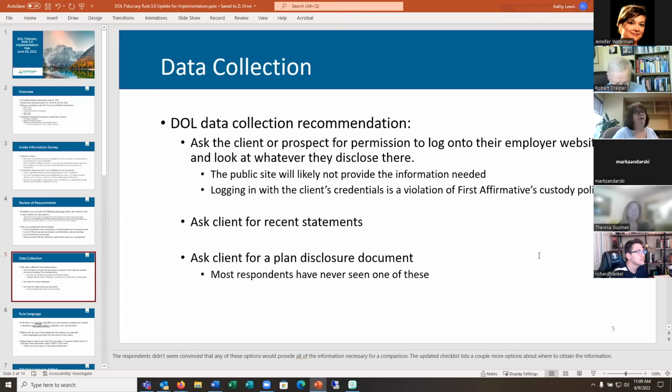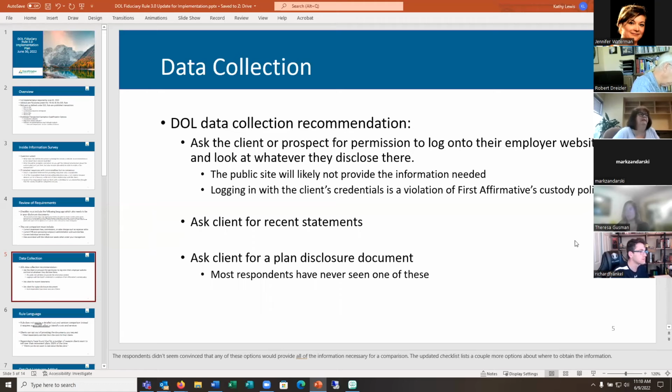So the DOL, in their infinite wisdom, said that the best way to collect the data is to ask the client or the prospective client for permission to log on to the employer's website and get the information there. Well, first of all, if you log on to the public side, it's very likely that they will not provide the information there. And if what they're suggesting is that you log in with the client's credentials, that's a violation of the First Affirmative's custody policy and probably the custody policy of everyone else.